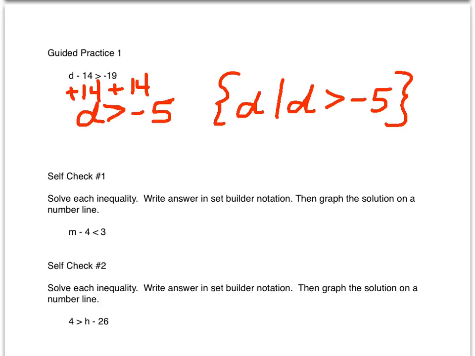Let's try self-check number 1 and self-check number 2 now. Be sure and solve your problems on the back of your note paper, and then put your answers on your notes and also on the notes that you submit to me. Make sure that you write each answer in set builder notation and then graph the solution on a number line.